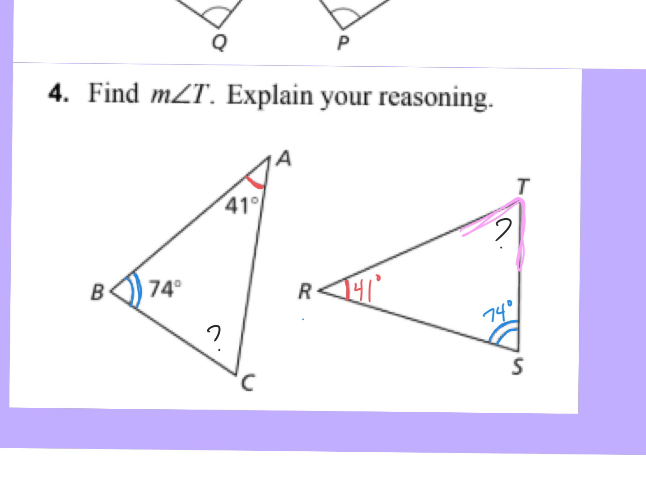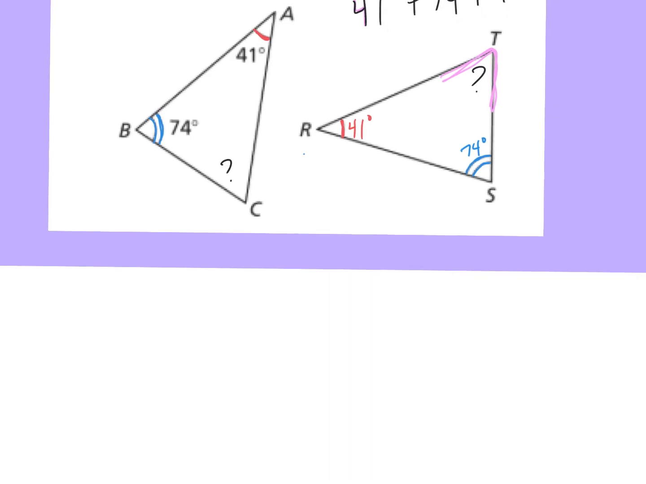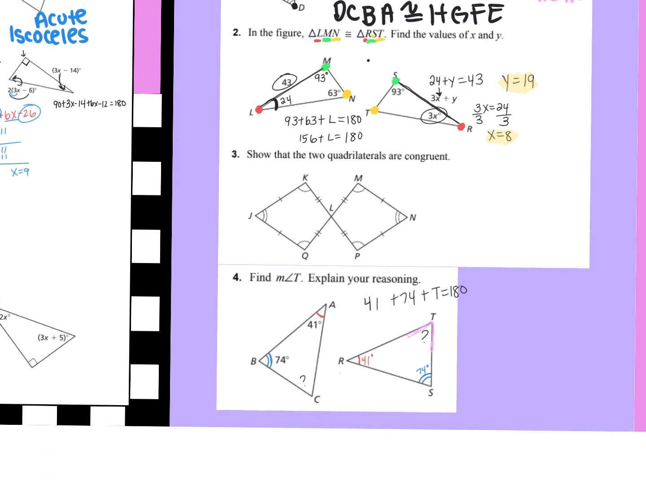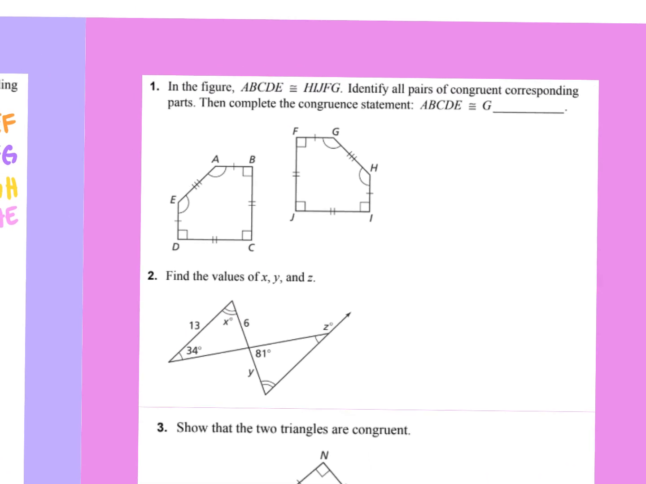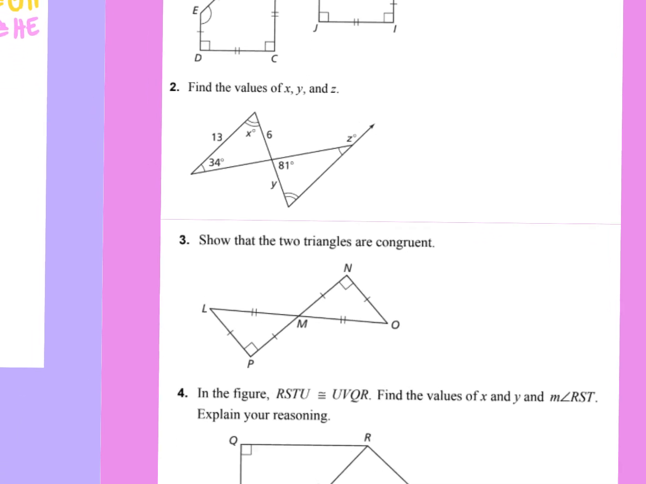41 plus 74 plus whatever angle T is equals 180. I'm not going to solve that. You guys could solve that for T, but that would give you T, right? All right. Number 1, I'm not doing. It's very much like the congruency statement we already did. All right, let's talk about 2.